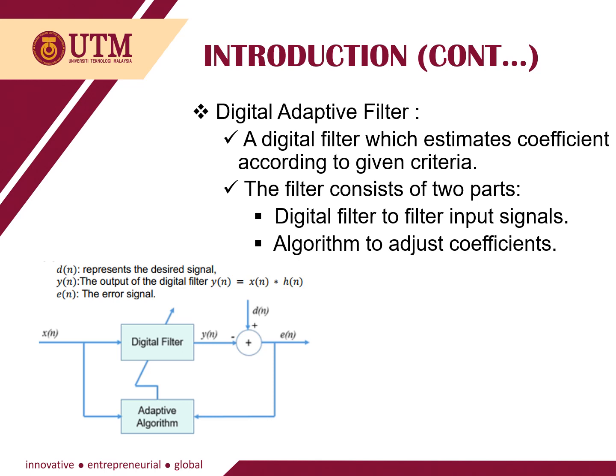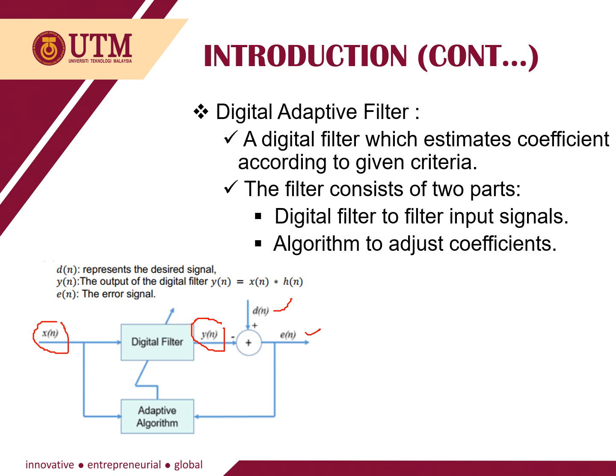So from the below diagram, this Xn is represented as an input signal. In this project, the input signal is represented by the internal car noise. The next is Yn. Yn here is represented by the output signal of the digital filter. Dn here represents the desired signal, and lastly En represents the error signal.